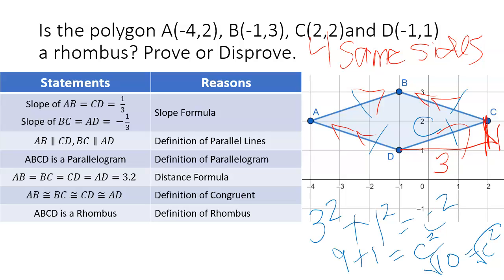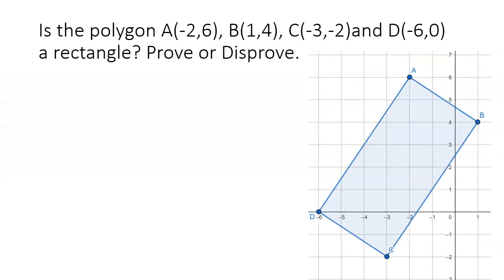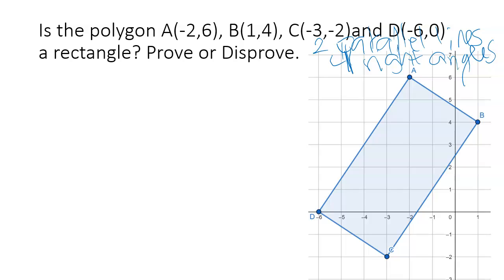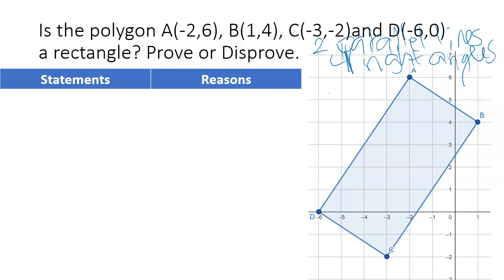Yep. Next thing I want to do is prove if this shape is a rectangle. So a rectangle needs 2 parallel lines, four right angles. Okay, so first thing I need to do, statements and reasons. Okay, and then I want to go ahead. I have to prove it's a parallelogram before I can prove anything else. So I need to find my slopes.